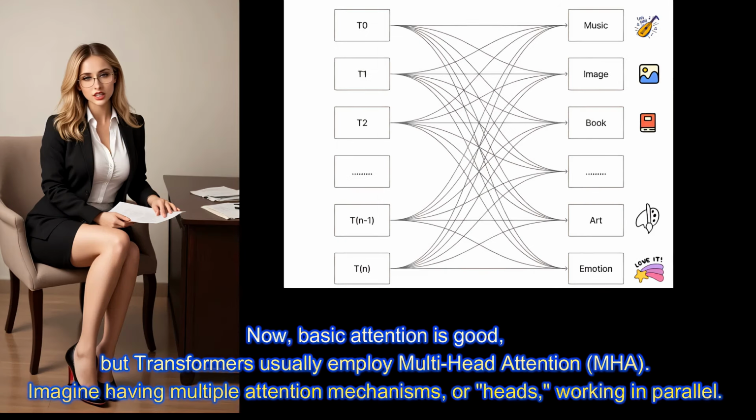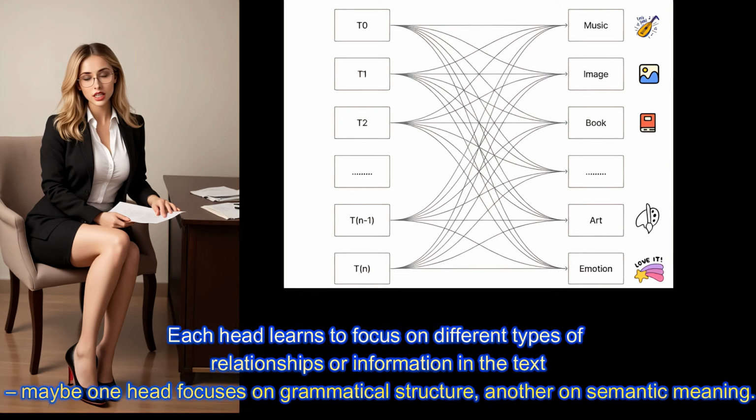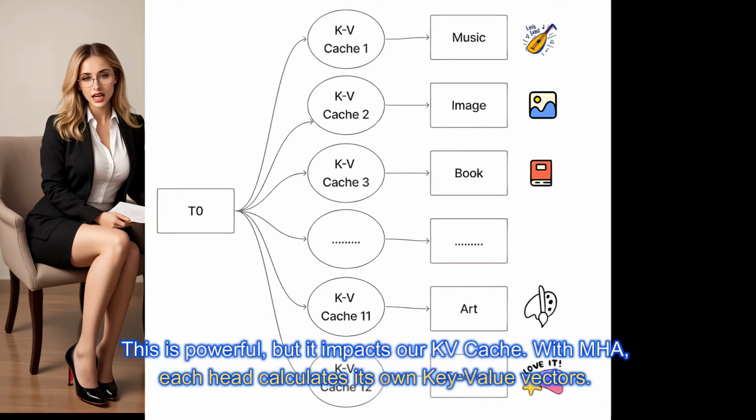Now, basic attention is good, but transformers usually employ multi-head attention, MHA. Imagine having multiple attention mechanisms, or heads, working in parallel. Each head learns to focus on different types of relationships or information in the text. Maybe one head focuses on grammatical structure, another on semantic meaning. This is powerful, but it impacts our KV cache.